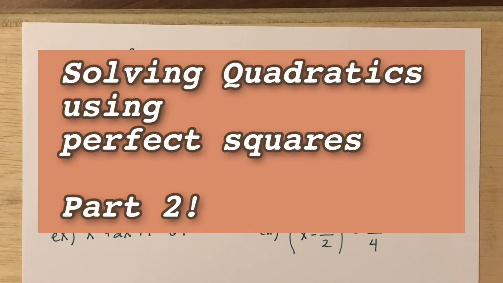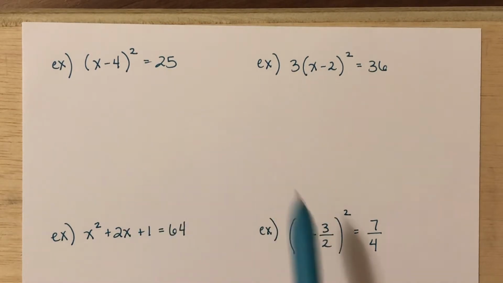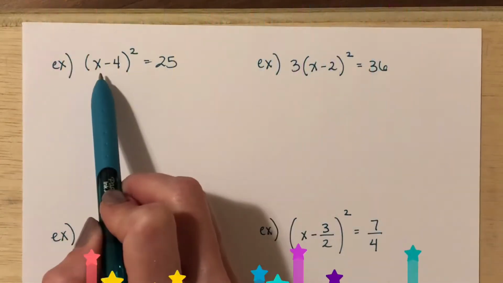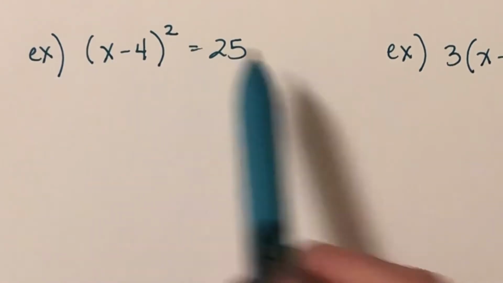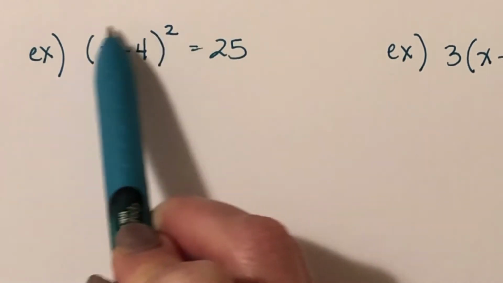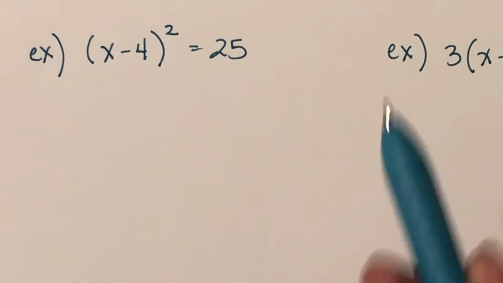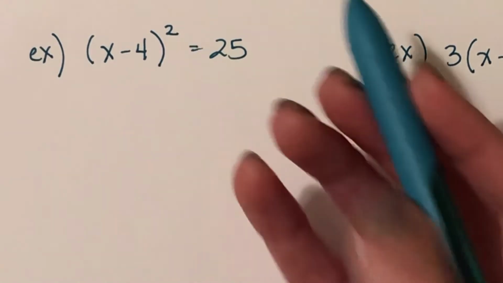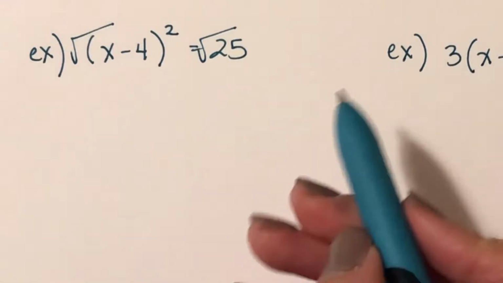We're going to continue practicing solving quadratics, or equations that have that x squared term, using the perfect squares method. These are a little bit more challenging problems. So here we have (x minus 4) squared equals 25. Again, I'm going to try to get my perfect square on one side equaling a number on the other, and in this case I do. So I'm just going to take the square root of each side to undo that square, or that power.